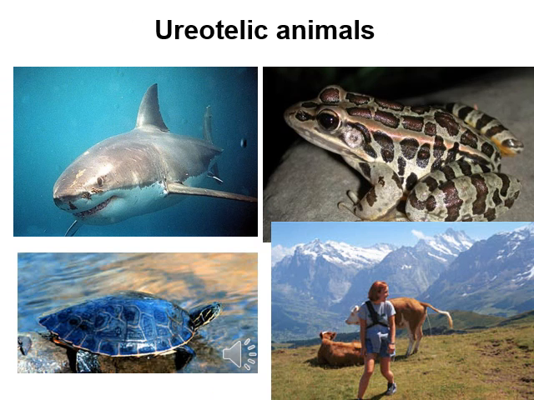Ureotelic animals are animals that primarily excrete urea as their nitrogenous waste. These include sharks and their relatives, which, as I described earlier, accumulate large amounts of urea in their blood. After amphibians go through metamorphosis and become the adult form, they excrete primarily urea, not ammonium. Among the reptiles, turtles are ureotelic, and all mammals are basically ureotelic.